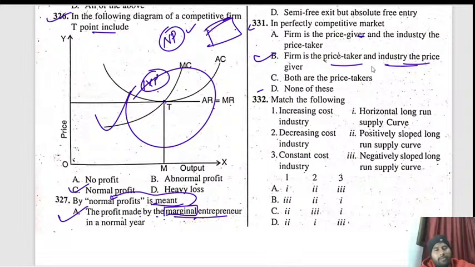So if I talk about industry, industry is the summation of all the firms. Industry is the summation of all the firms. So all the firms, if I talk about them, giver. Giver means, okay. So correct option is B only.